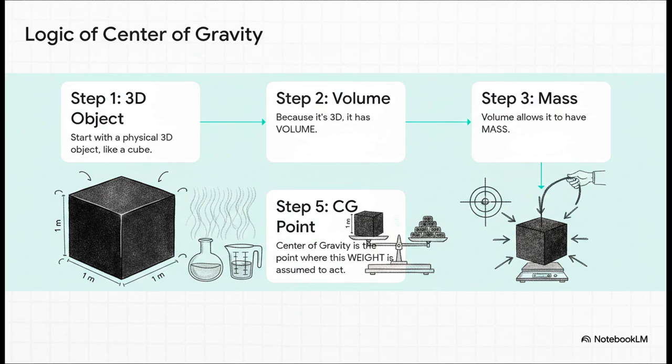Let's just walk through the logic step by step so it really sinks in. Imagine a solid steel cube, maybe 1 meter by 1 meter. First step, it's a 3D object. Simple enough. Because it's 3D, it has volume. That volume has mass, a lot of it actually, around 7,850 kilos for steel. And then gravity pulls on that mass, which gives it weight. The center of gravity is just the geometric center of that cube, the single point where we can say all that weight is acting. It's a chain of logic. 3D leads to volume, volume to mass, and mass to weight.